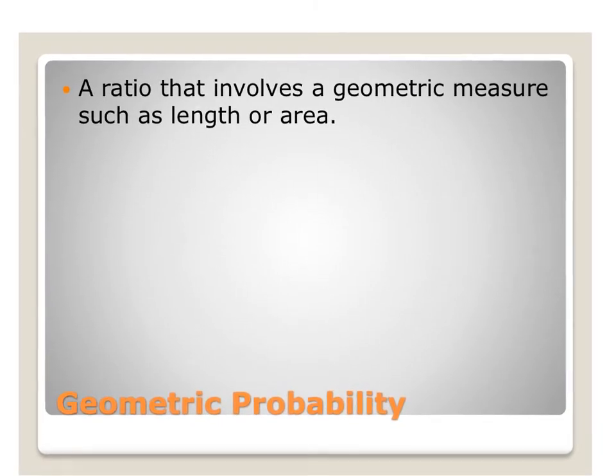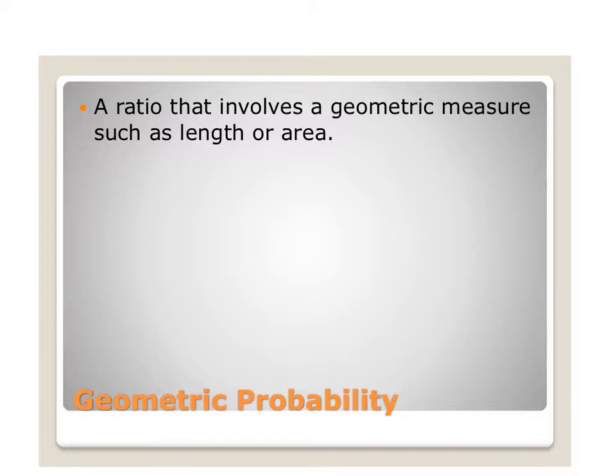For geometric probability, it's going to be a ratio that involves geometric measure, such as length or area. So in this lesson, we're talking about shapes. It could be triangles or rectangles. It could also be segments. This lesson is all based on shapes. When we get to chapter 12:1, that's when we're going to be talking about flipping a coin, rolling a dice, or picking a card. But in this lesson, it's all about shapes. Next slide.